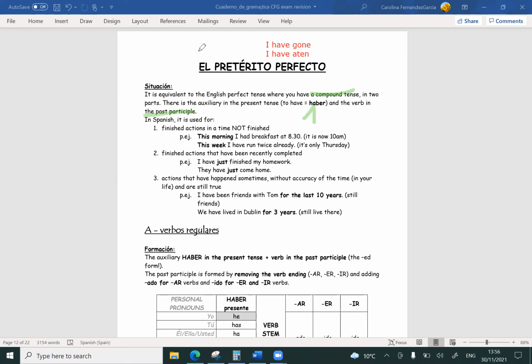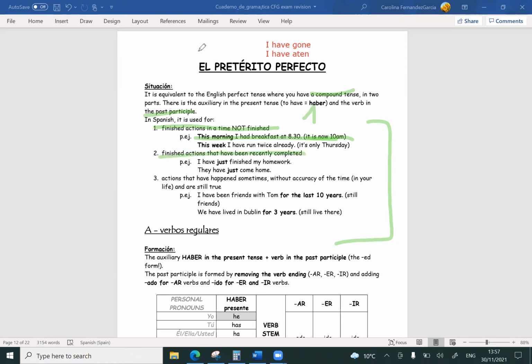And what is the context of this? You can have a look here at the examples, but we use them when we are talking about finished actions in a time not finished. This morning I had breakfast at 8:30. I could be still talking at morning time because it's now 10 a.m. The morning is not finished, even though my breakfast is already finished.